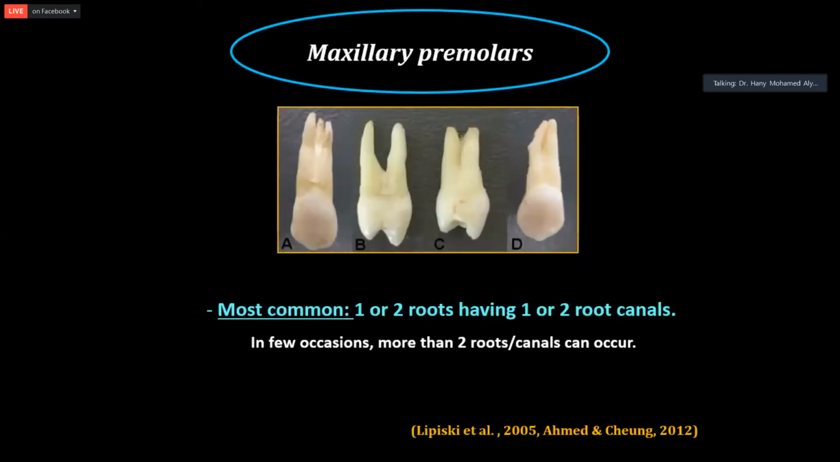So this is just an overview about the mandibular anteriors and the different anatomical variations and the importance to do a good access cavity in order to detect the lingual canal, which is sometimes missed during root canal treatment.